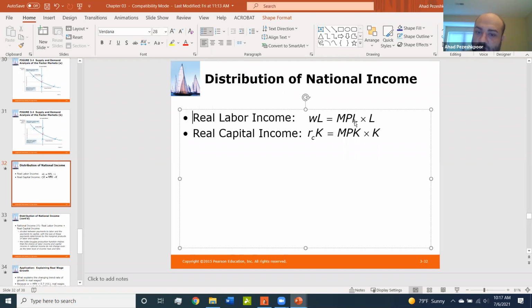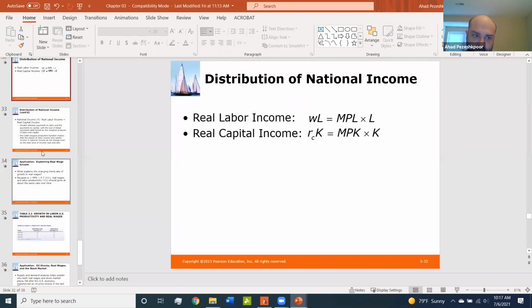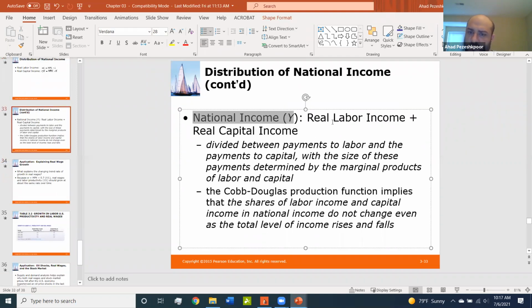Total labor income would be when you divide the amount of every single person's contribution or production by the entire population of the labor force. So in total, how much the labor force has produced at equilibrium would be equal to their labor income, their total income. The same for capital. Now, national income would be real labor income plus real capital income. That's the total income of a nation.